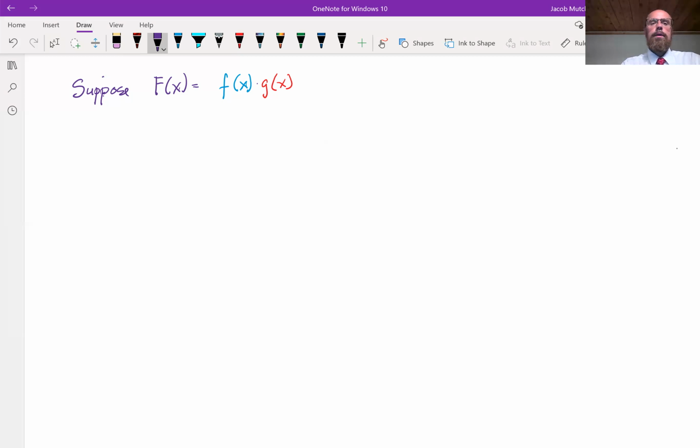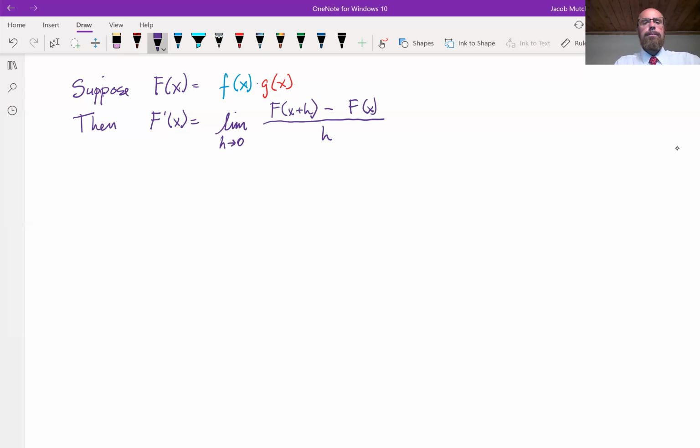and I'm going to use the definition of the derivative. So then the derivative of big F of x, remember our definition, is the limit as the distance between my two x values, h, goes to 0, of big F at x plus h minus big F at x over h. So again, I'm just applying the definition of the derivative to this function that I've assumed I've got.